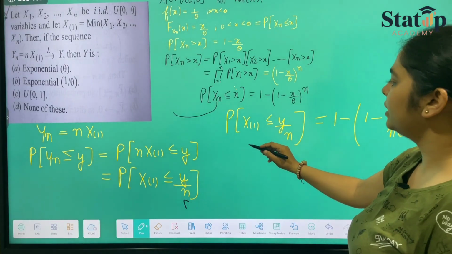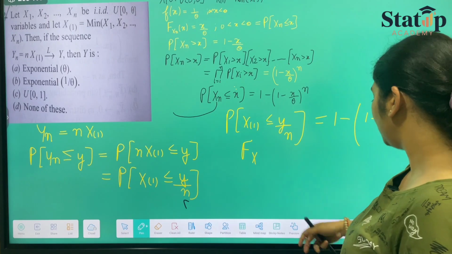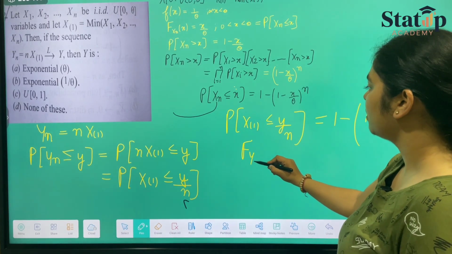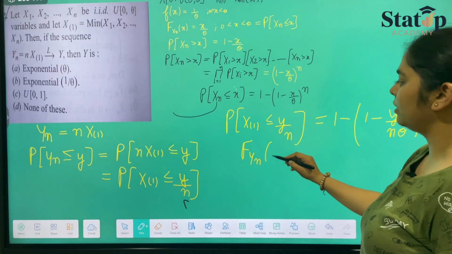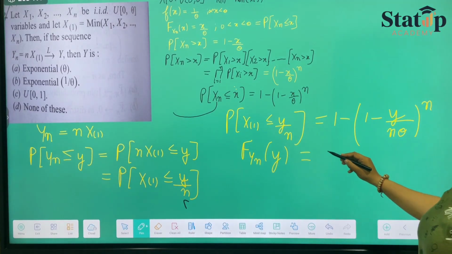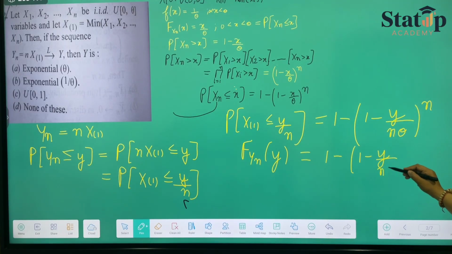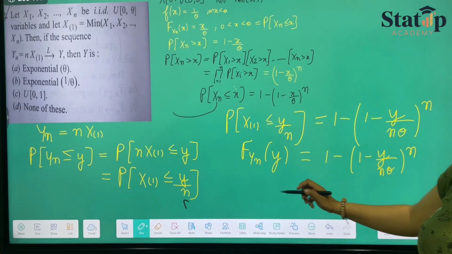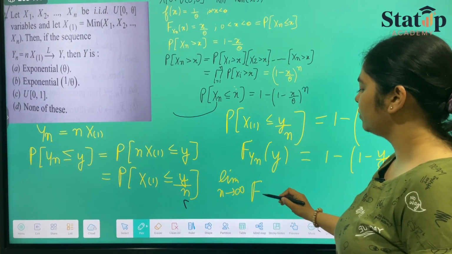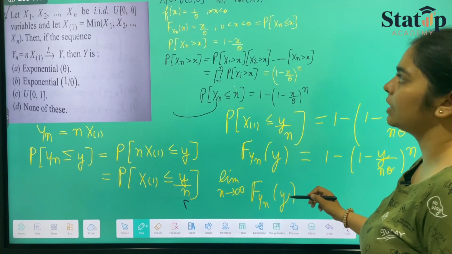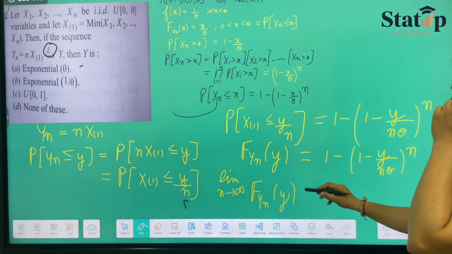Now this is nothing but our distribution function of X1, or instead of X1 we can write it as Yn, because Yn is nothing but n X1. So the distribution function of Yn at y will be equal to 1 minus y upon n theta raised to the power n. From here we will put the limit n tending to infinity of F Yn of y, because we have to find the convergence in law of this.